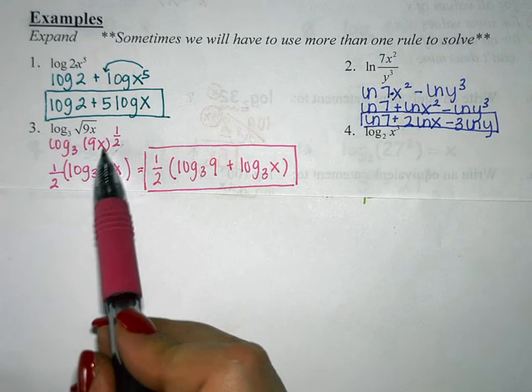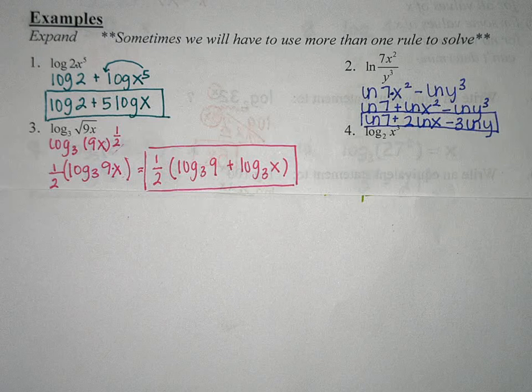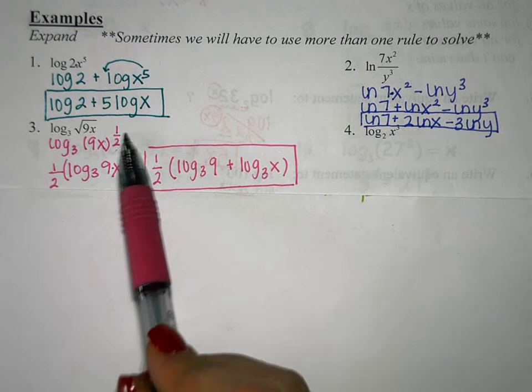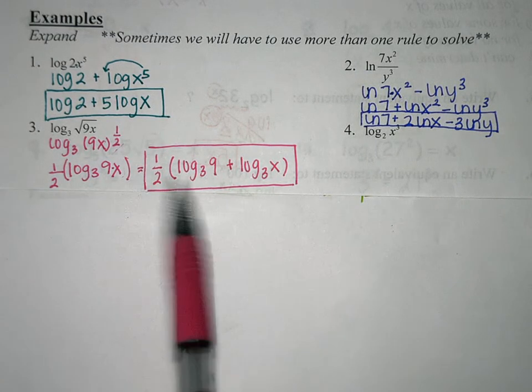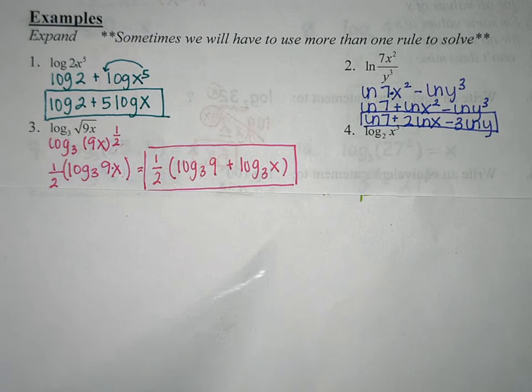If the 1/2 was only attached to the x, we wouldn't need the parentheses. But because the 1/2 was attached to the entire log, we need to keep that log when we break it up inside the parentheses.